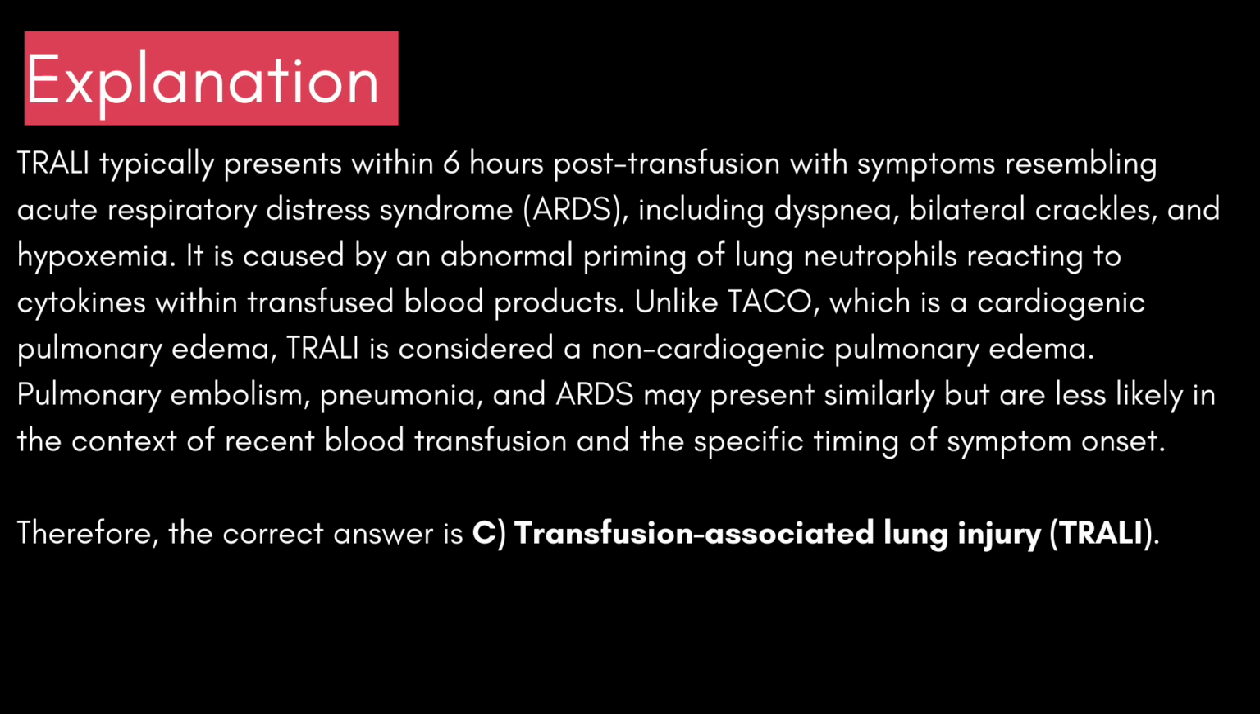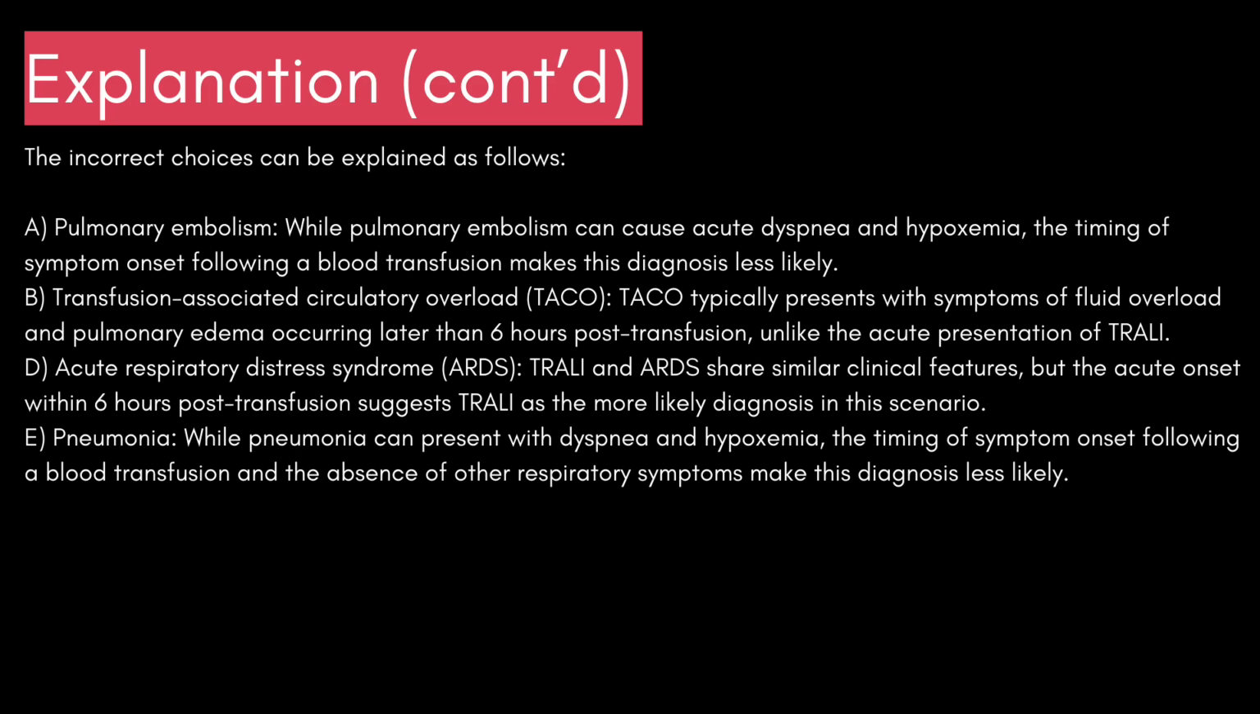All right, let's go ahead and see why the other answer choices are incorrect. The incorrect choices can be explained as follows. A. Pulmonary embolism. While pulmonary embolism can cause acute dyspnea and hypoxemia, the timing of symptom onset following a blood transfusion makes this diagnosis less likely.